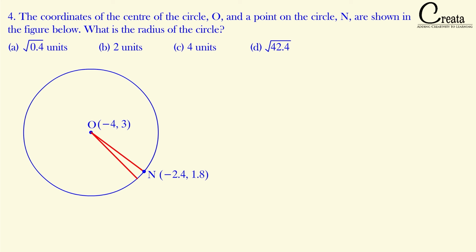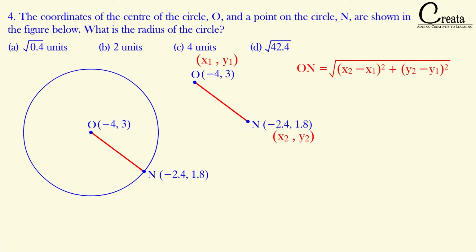So what is the radius of this circle? ON is the radius of this circle. ON is the distance between the points O and N. It means this question does not belong to the chapter circle. It belongs to the chapter coordinate geometry. Got it? Here we have to find the distance between the 2 points. The distance formula will be applicable. And what is the distance formula? It is the root of (x2 minus x1) whole square plus (y2 minus y1) whole square. This is the distance formula. You can also take it as x1 minus x2 or y1 minus y2, anything that you like.